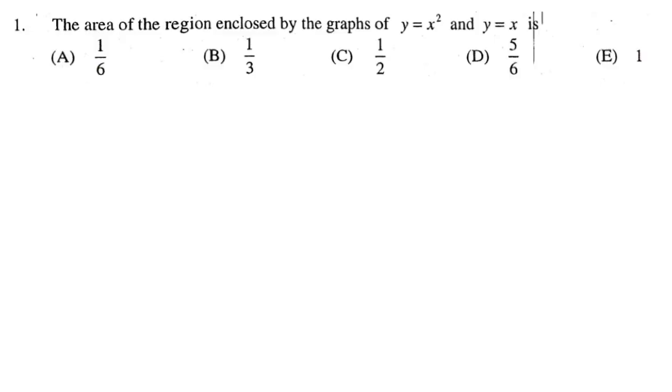Okay, with problem 1, we're asked to find the area of the region enclosed by the graphs of y equals x squared and y equals x. So let's see what it's asking for. We have our parabola, y equals x squared, and then we would have our line y equals x. So imagine this was better drawn, so you're looking at that bounded region there.